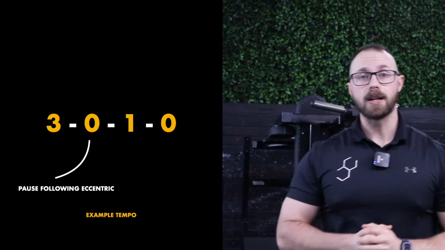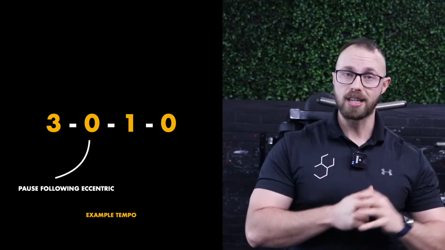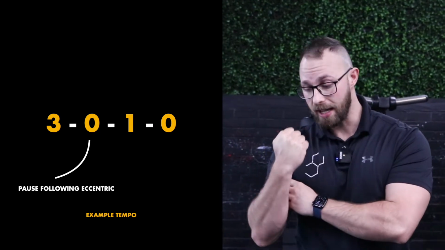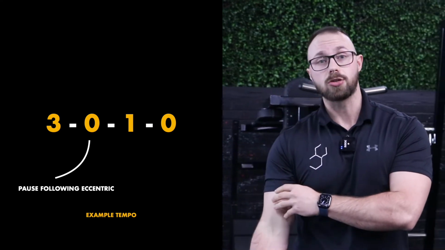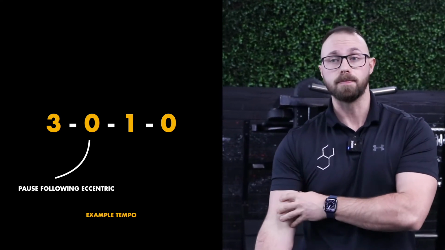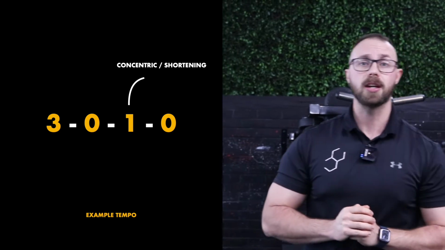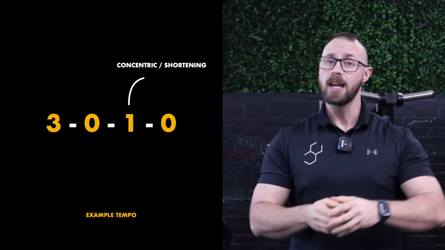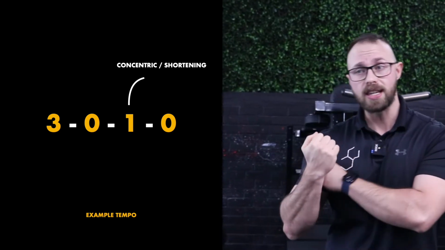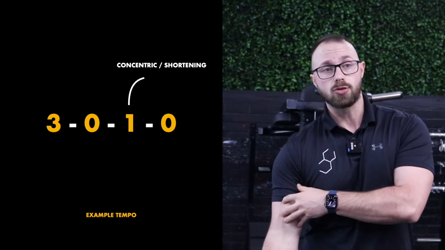Now our second number is going to be the pause that follows the eccentric contraction. So if I'm coming down, the pause that follows the eccentric contraction is here in the extended position. Our third number is going to be a concentric contraction. Now concentric is the opposite to eccentric. So if eccentric is when I'm lengthening, concentric is when I'm shortening.